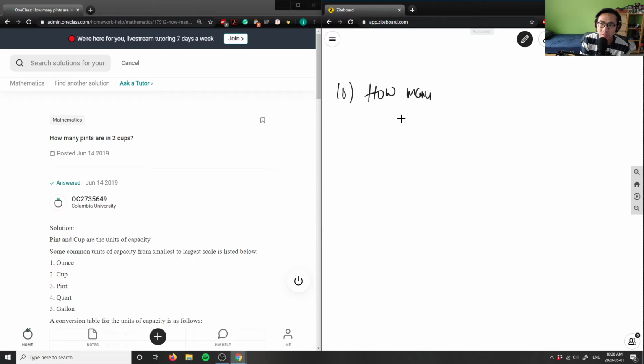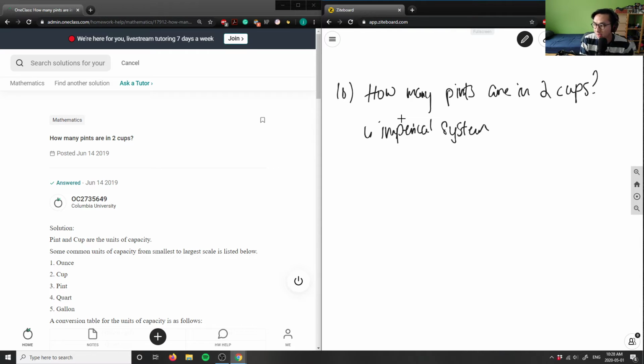It says how many pints are in 2 cups? So again, remember pints and cups are in the imperial system. And again, I have a table, right? So I have 1 gallon equals 4 quarts. I know 1 quart equals 2 pints, and 1 pint equals 2 cups, right? So let me write that down.